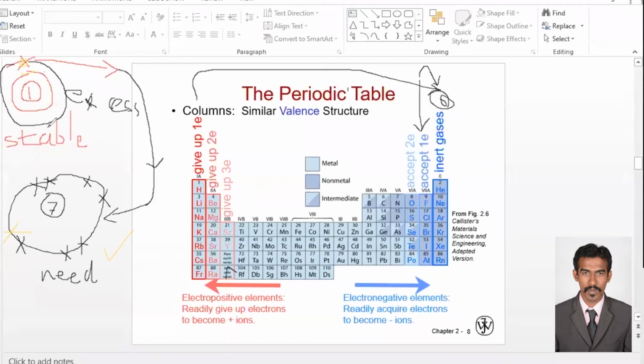Similarly, this one also has an extra one electron. So if this one gives that electron, it does not have any electrons in the last orbit, so this is going to be its last orbit. So this is also fine with giving away the electron, right? So now these two are going to achieve the inert gas status.